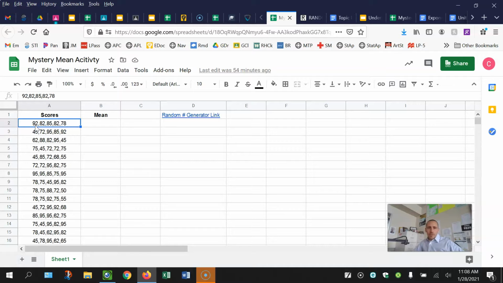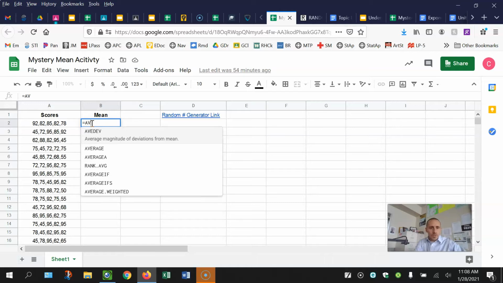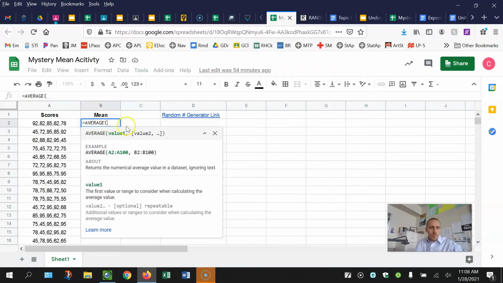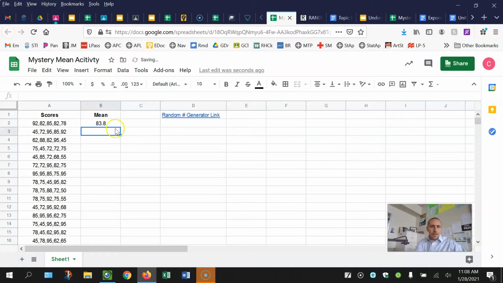So I'm going to find the average of those 5 scores. I don't know this off the top of my head, nor do I really want to take the time to do this. Equals AVG, average of 92, 82, 85, 82, 78. All right, 83.8. Sorry, I had to sit through that. Okay, so back to your lesson.